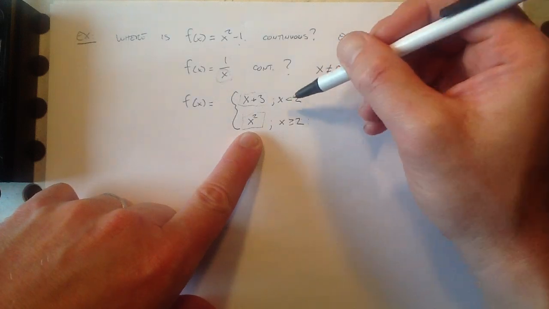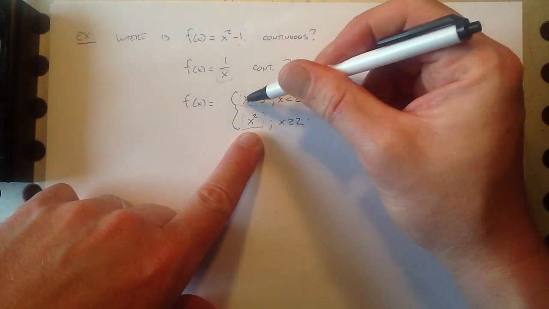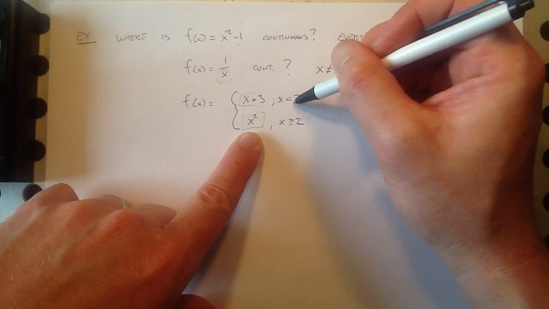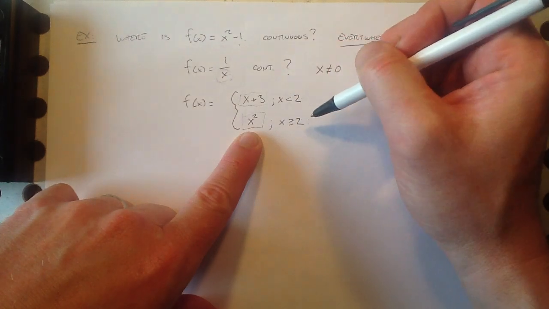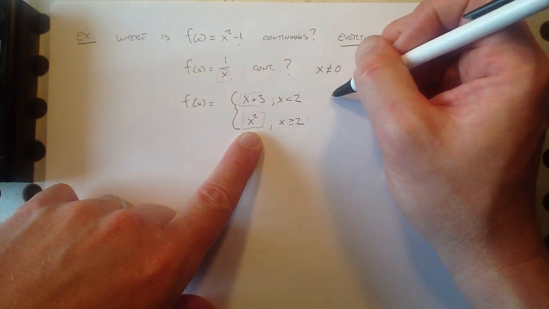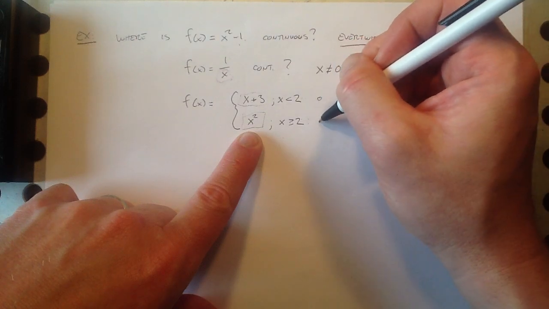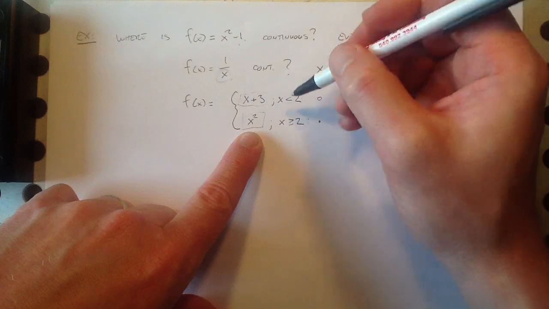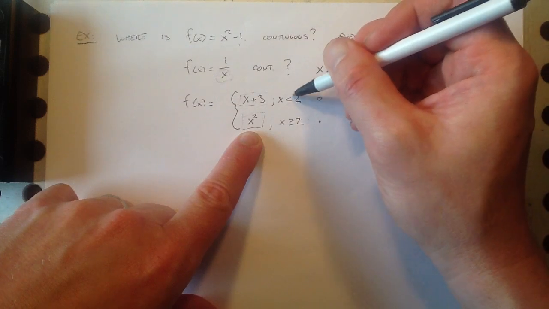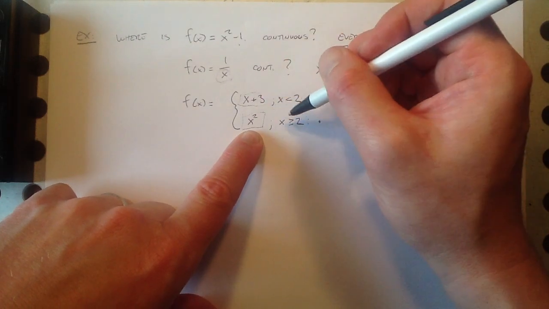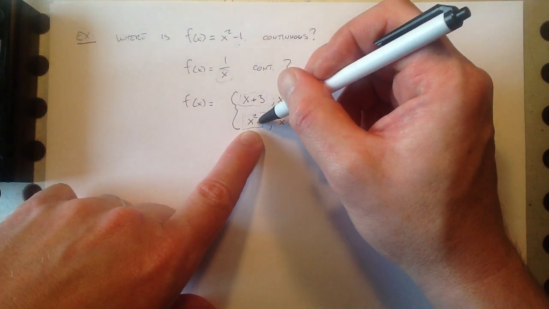Now, if you object, if you're thinking, wait a minute, you can't plug 2 into this because there's no equal sign there. It doesn't matter. We're checking to see this is the hole at 2 and this is the dot at 2, and we need to make sure that they're in the same place. So 2 plugged in here gives me 5. 2 plugged in here gives me 4.